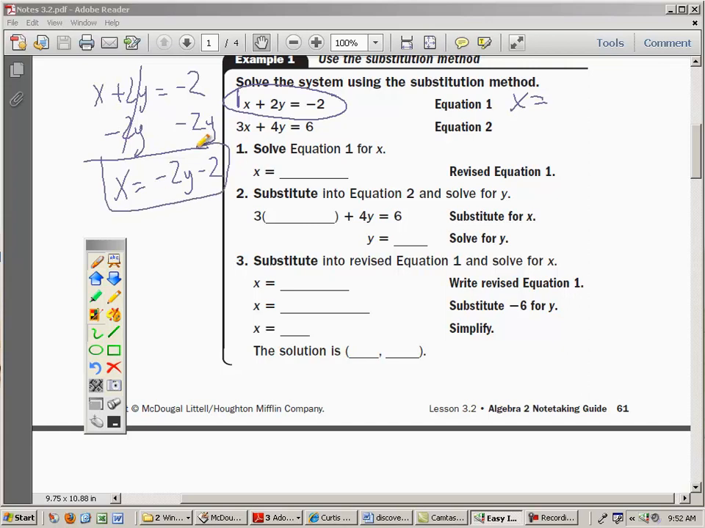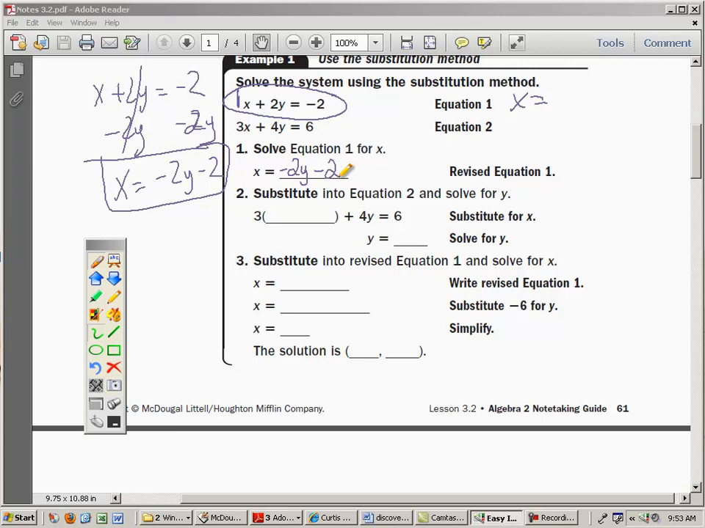It is not -4, or -4y. You've got to keep your variable terms and your constant terms separate. So we can have either -2 - 2y or -2y - 2. I don't care, it totally doesn't matter. But now we've solved equation 1 so that it's only in terms of y. We've made it say x equals.